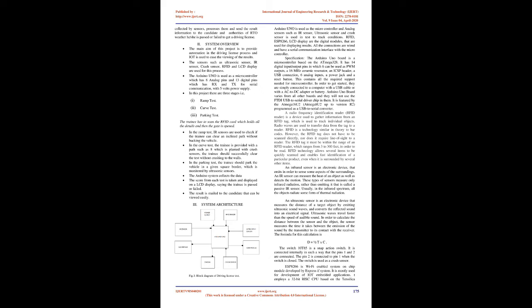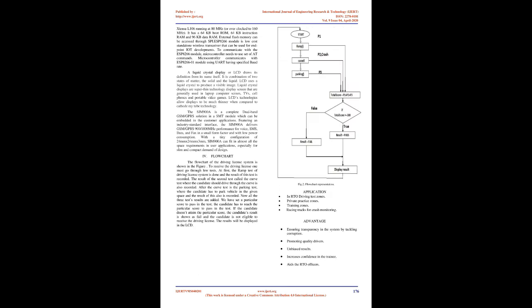The Arduino Uno board varies from all other boards, as it does not use the FTDI USB to serial driver chip. It is featured by the ATmega16U2, ATmega8U2 up to version R2, programmed as a USB to serial converter. A radio frequency identification reader, RFID reader, is a device used to gather information from an RFID tag, which is used to track individual objects. Radio waves are used to transfer data from the tag to a reader.